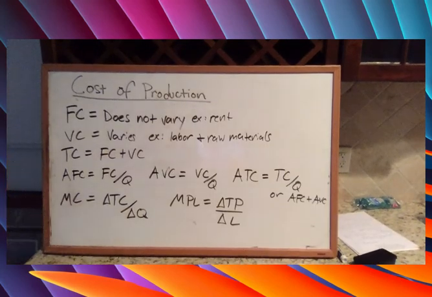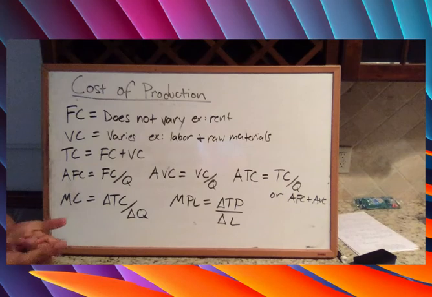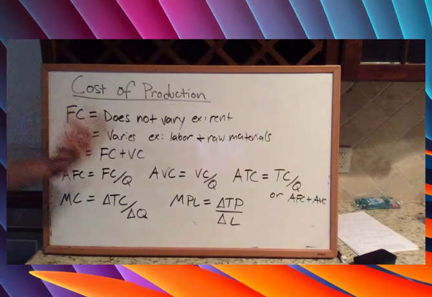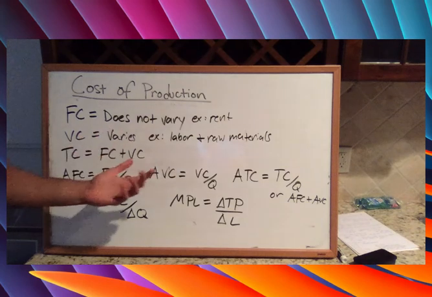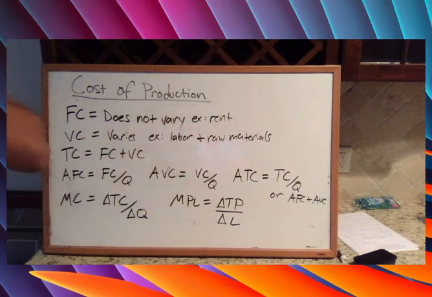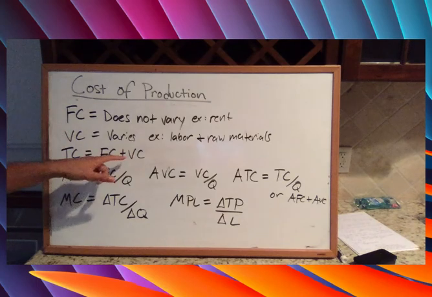All right, so now we have some formulas that you're going to need to know for this chapter. We have our fixed cost. We've mentioned this before. This does not vary. An example would be rent. Variable cost, this does vary, so labor and raw materials. Now, the formula for total cost is fixed plus variable, so FC plus VC.